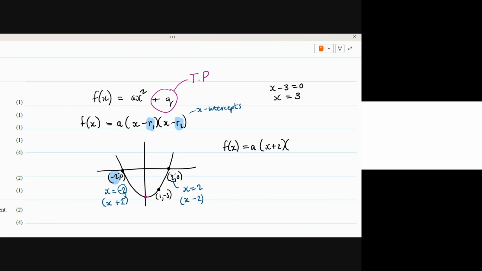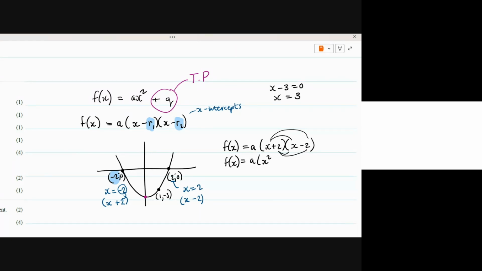And then over here, I've got positive 2, so I'm going to write x minus 2. Okay. Then I'm going to FOIL. So I'm going to get f of x is equal to a, open bracket, x squared, and then I'm going to get x squared minus 2x plus 2x minus 4.